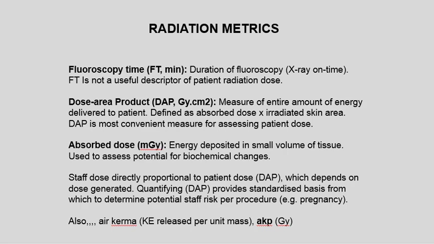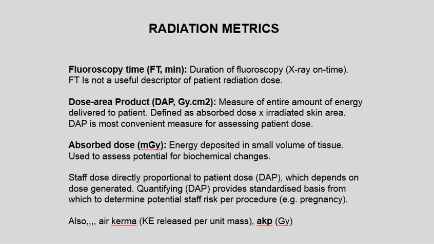Staff dose is directly proportional to the patient dose, which is DAP, which depends on the actual dose generated by the X-ray machine. So quantifying DAP provides a standardized basis from which to determine potential staff risk or patient risk per procedure. For example, a pregnant nurse needs to be aware of a record of her radiation exposure during her work.